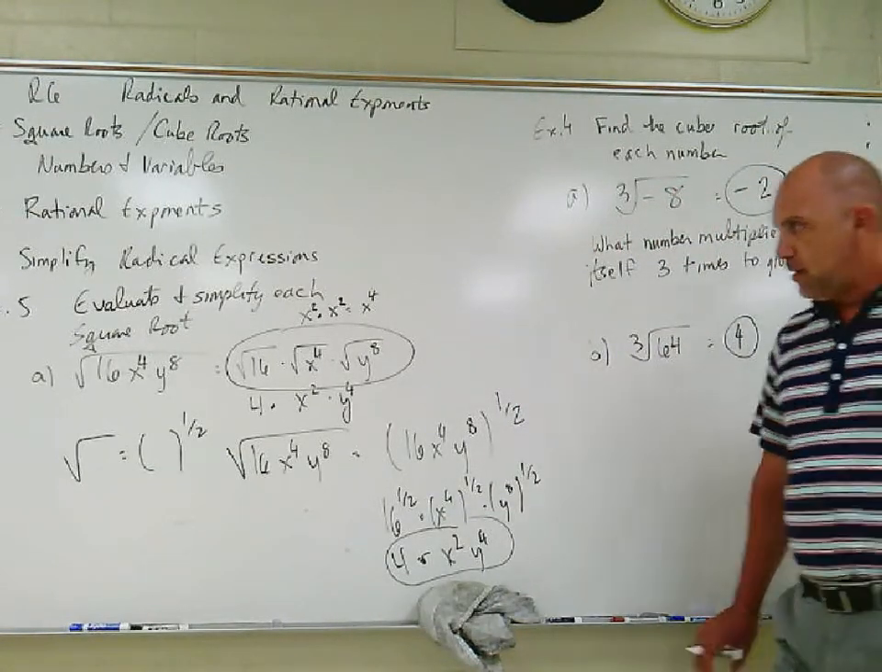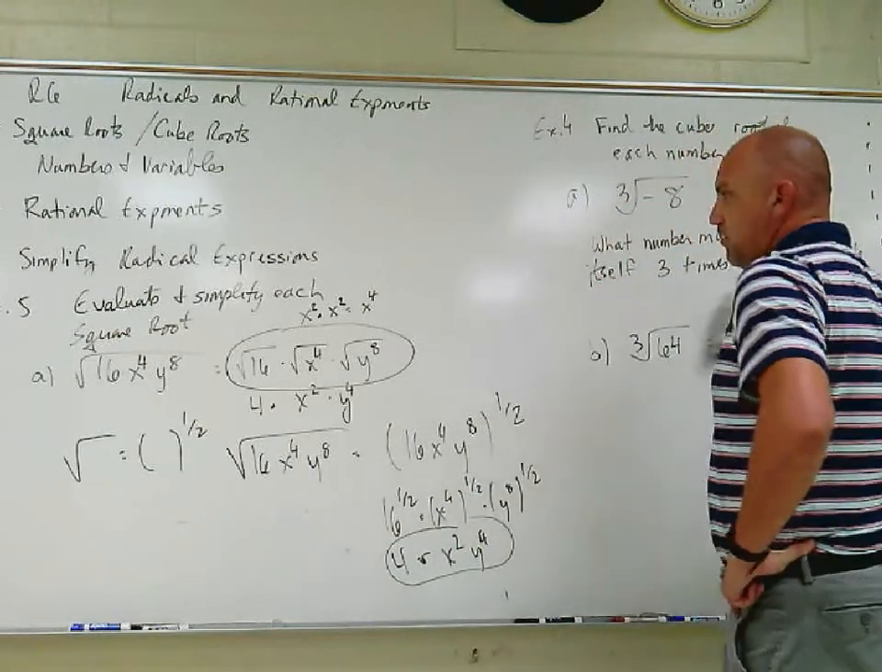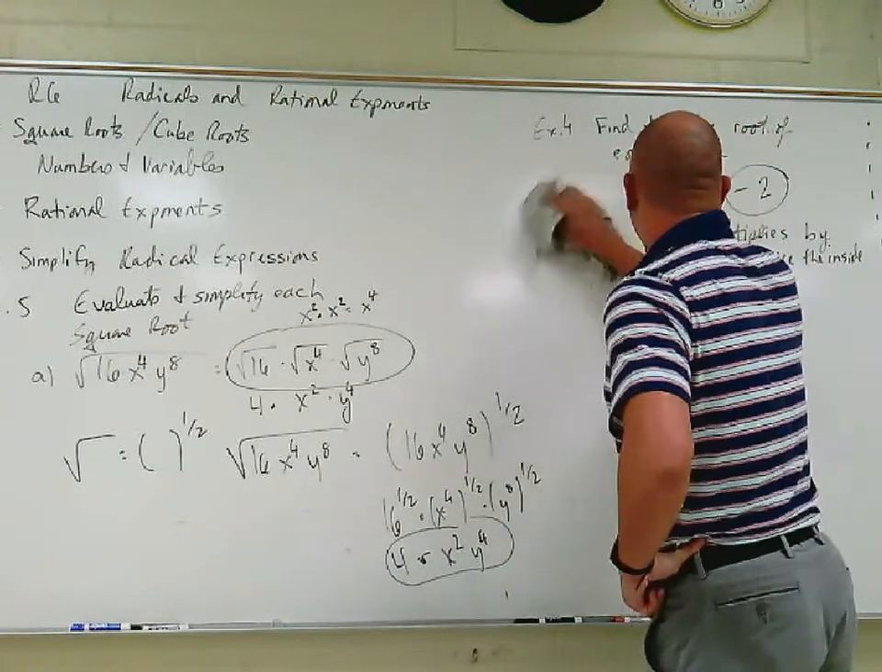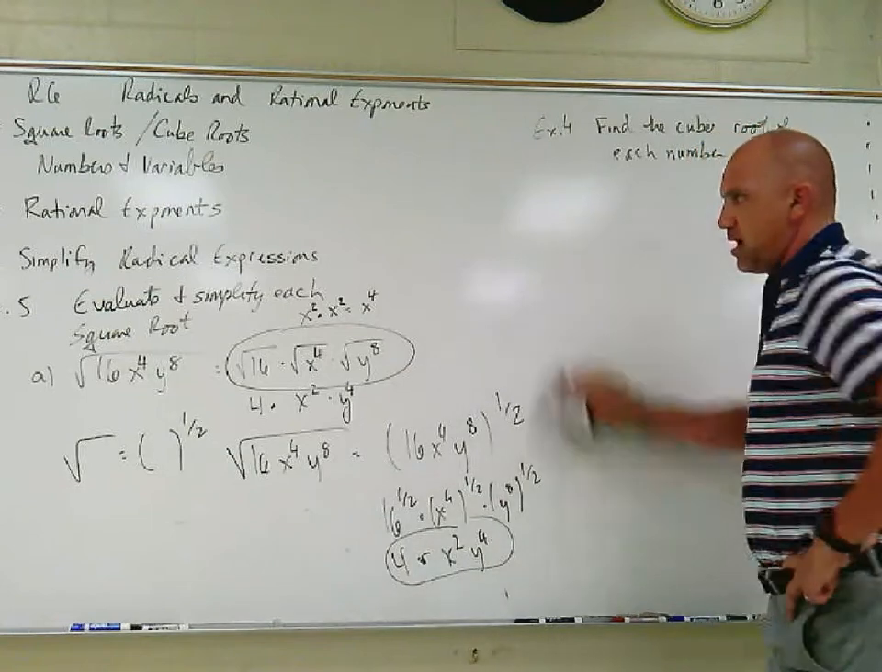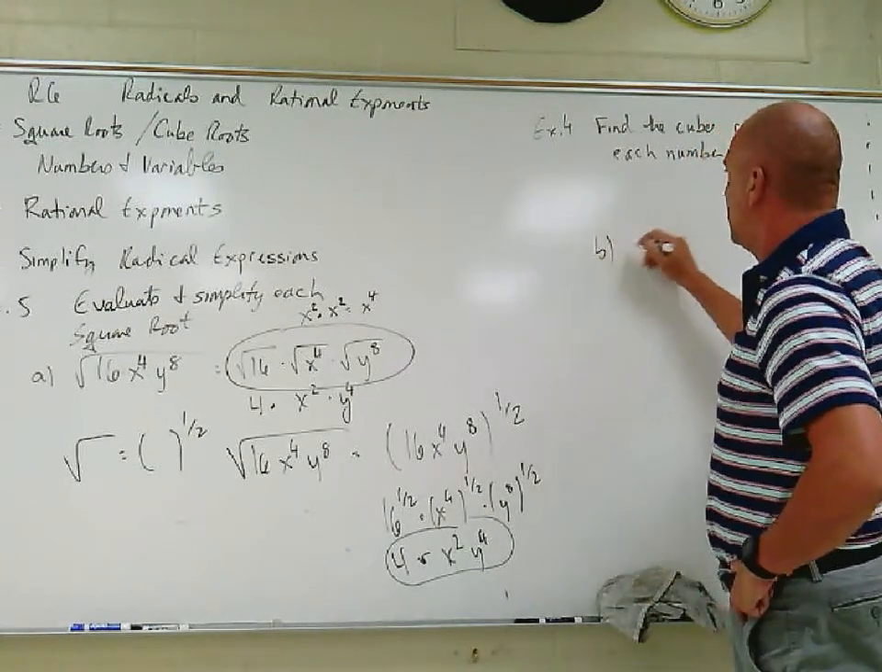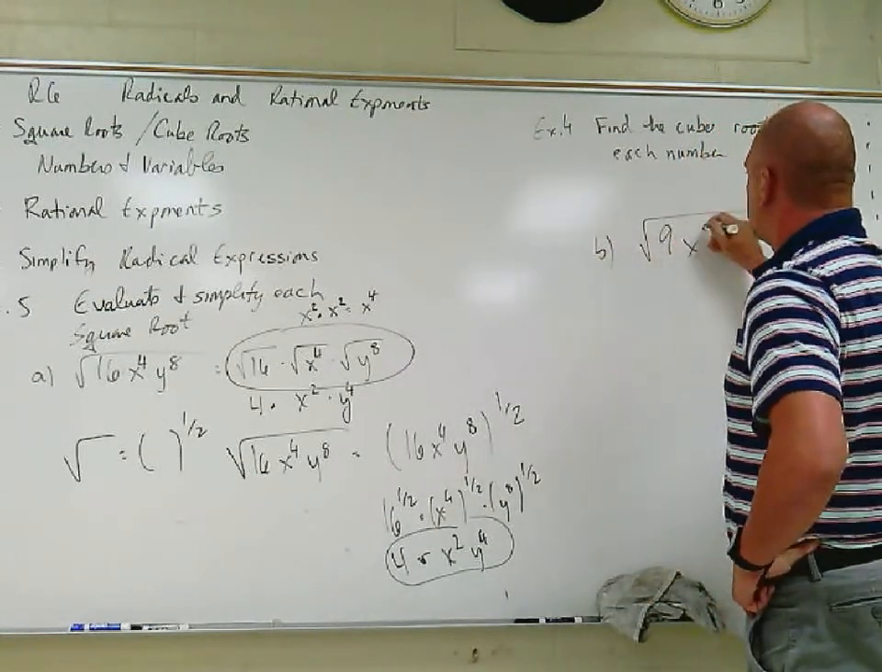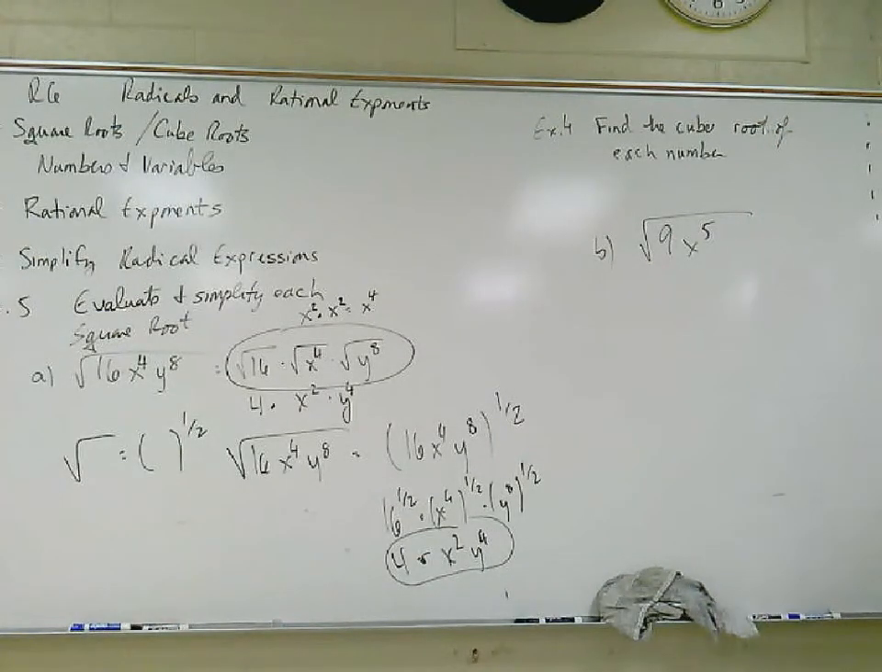Okay, now, my question is this. What if I had a square root, but I couldn't take everything out? Let's just say maybe I had 9x to the 5th. Okay, let's say we had that. So the problem is what? Where's the issue on this problem?